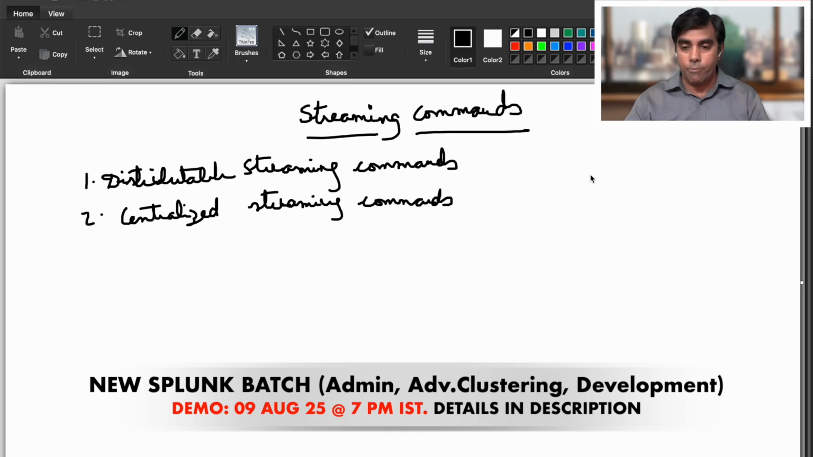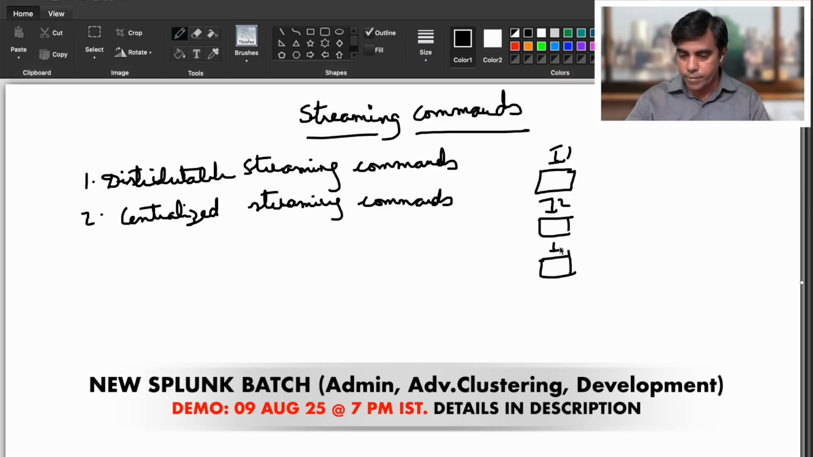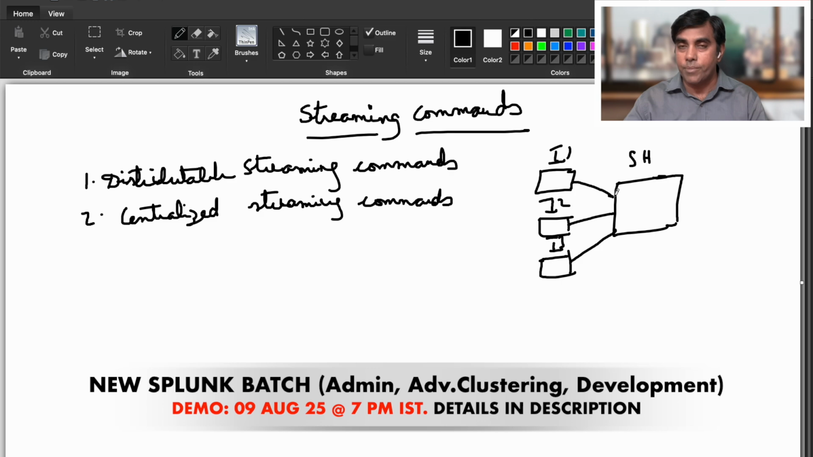For suppose I do have data that is coming from various indexers, say this is my indexer 1, this is indexer 2 and this is indexer 3. All these indexers' data is coming through the particular search head. This is my search head, for suppose. If I use a streaming command over here, I can search by writing a query whenever all these indexers' host data are available at my search head level, right? Then only I can write the query, collect the data and get the results.